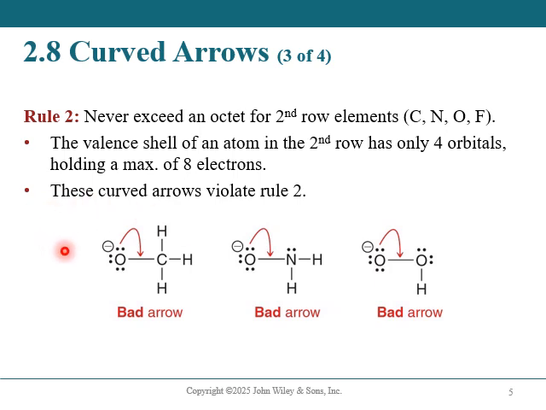Here, for instance, I'm trying to depict in this example these 2 electrons moving towards this bond that would have as a consequence a double bond, but that also means that carbon will form 5 bonds. That does not happen in nature. That would be an incorrect description. That's what we call a bad arrow. Same here and here as well.